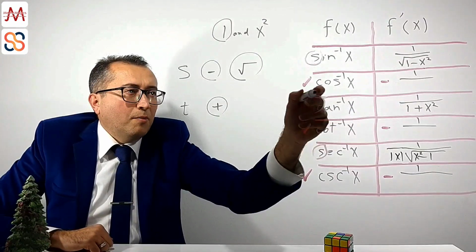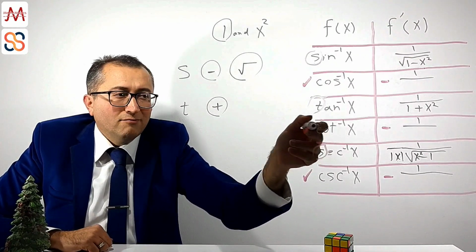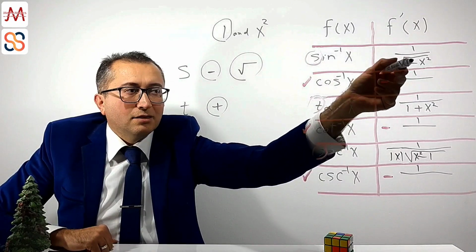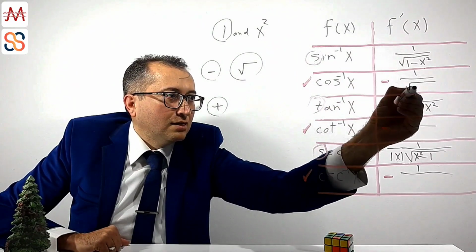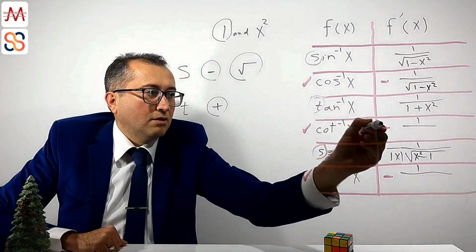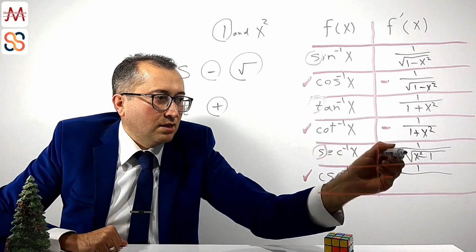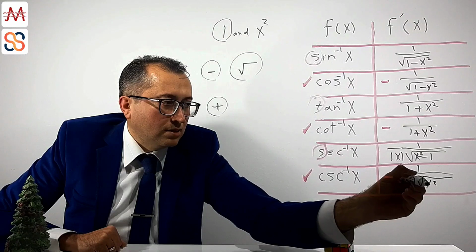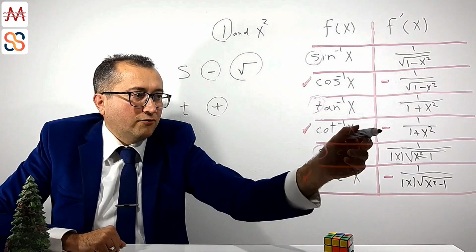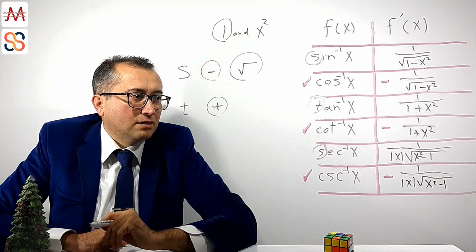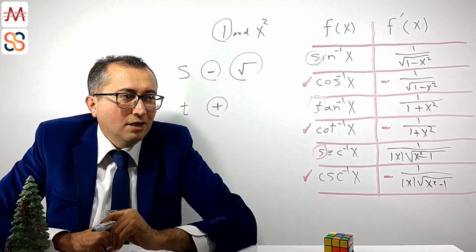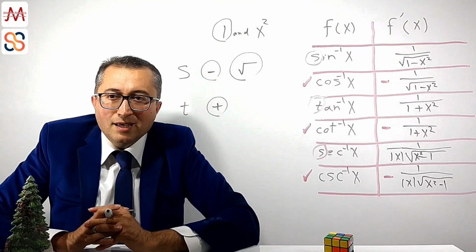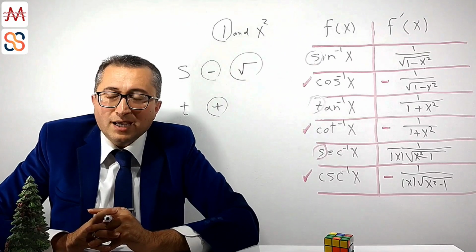So, how about the cosine? Inverse cosine, inverse cotangent, and inverse cosecant. Just duplicate this thing. 1 over radical 1 minus x squared, 1 plus x squared, and absolute value of x radical x squared minus 1. As you see, the difference is just these negative signs. So they are identical. I hope these tricks help you to memorize the derivatives of 12 trig and inverse trig functions.